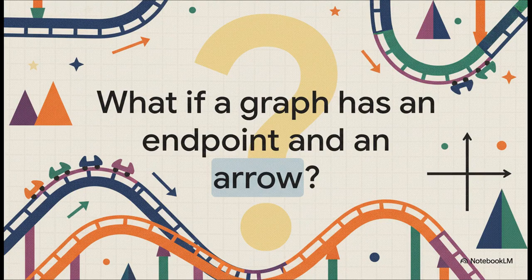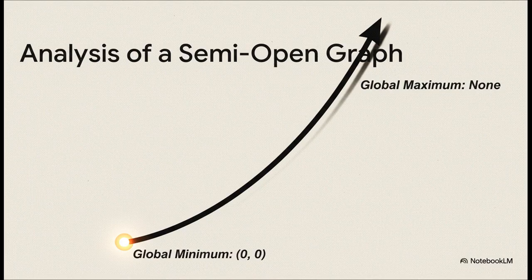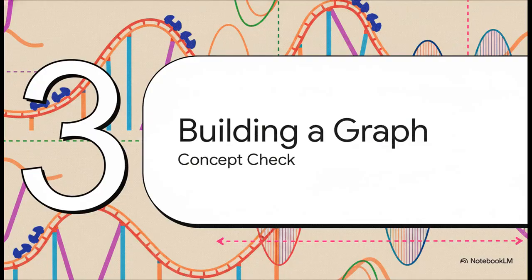Let's try one last scenario that kind of combines these ideas. This graph has a definite starting point, but then on the other side, an arrow tells us it goes up and to the right forever and ever. So what do you think that does to our maximums and minimums? Yep, that upward arrow pretty much tells the whole story. The ride climbs forever, so there's no global maximum. And since there aren't any smaller hills on the way up, there are no local maximums either. But we do have a clear lowest point. The graph starts right at the origin and only goes up from there, making that starting point our one and only global minimum.